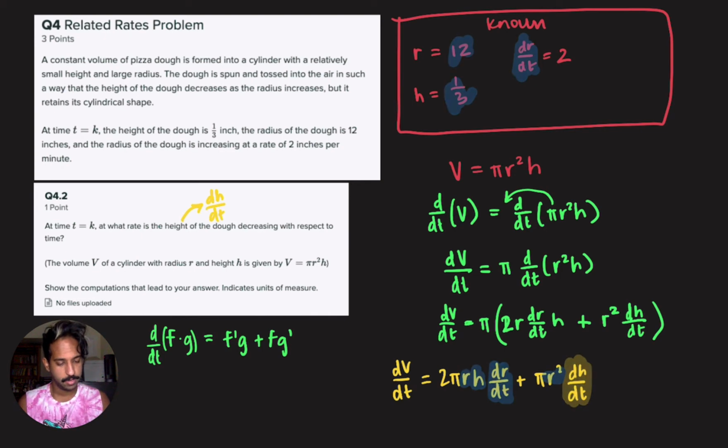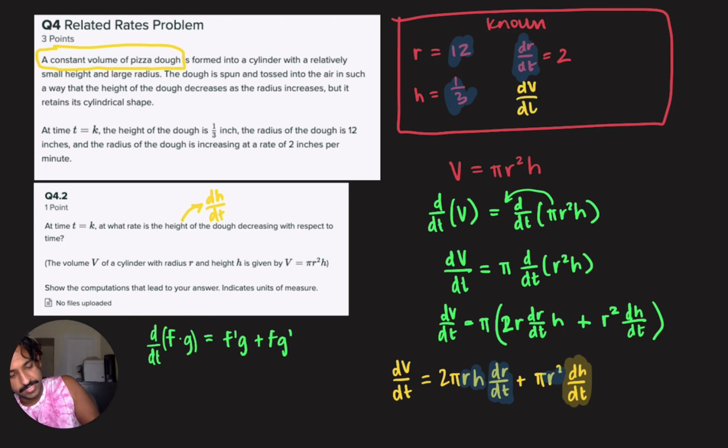Well, if we look earlier in the question, we'll see that this was a constant volume of pizza dough. Since the volume is constant, is it changing at all? No. So the rate of change of our pizza dough, dV/dt, is 0. So that means this dV/dt down here, we can replace with 0, because the volume's not changing. And now we're going to solve this out as we normally would. We're just going to plug everything in.